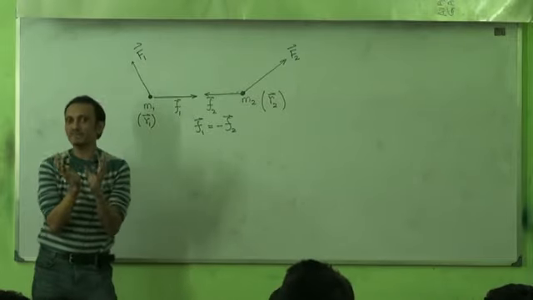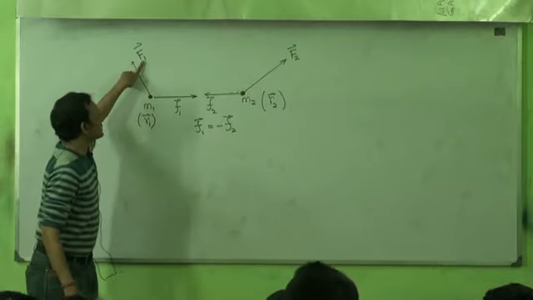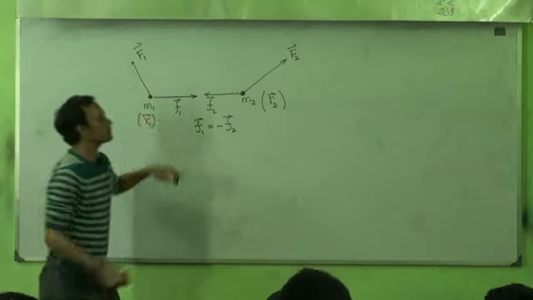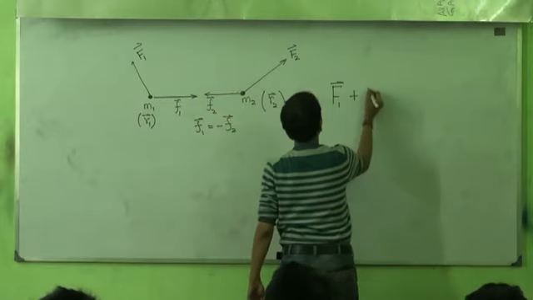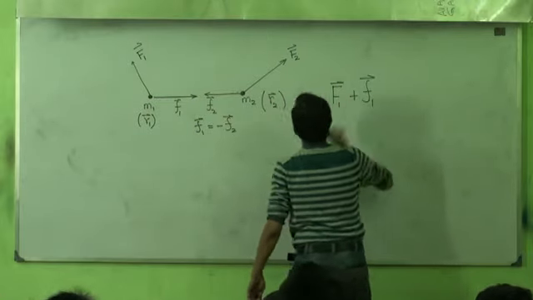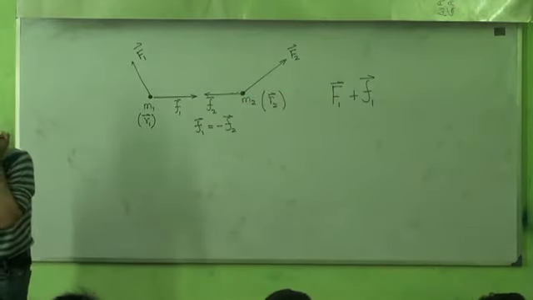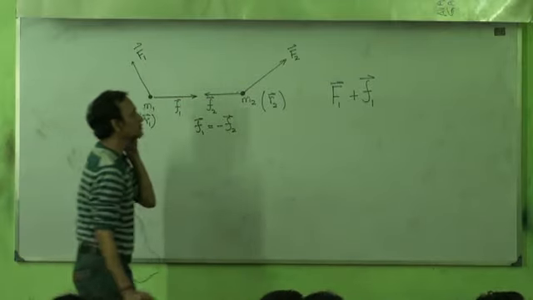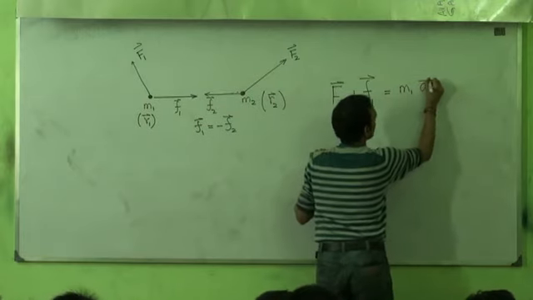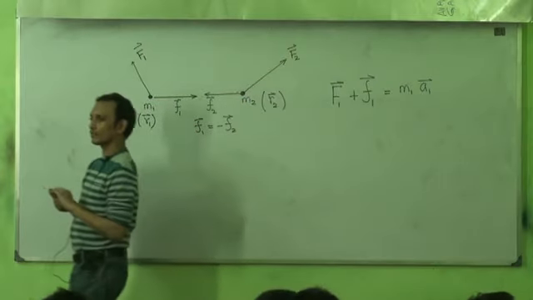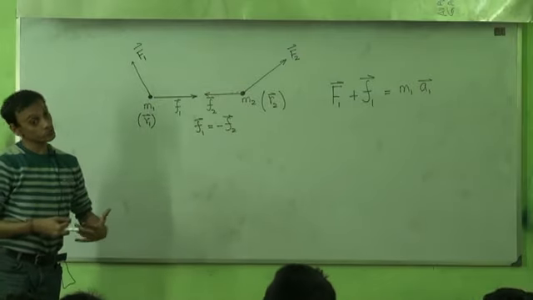Now, look at M1 alone. What's the net force acting on M1? The vector sum of F1 and small f1? That must be mass into acceleration of M1, right? Yes or no? Let me apply Newton's second law to M2.